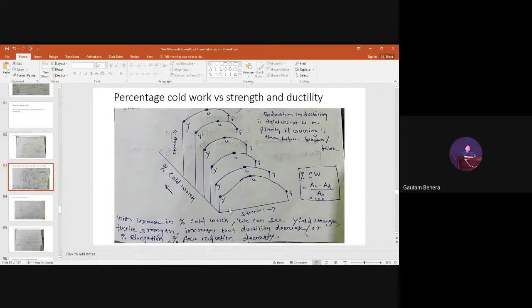And this is the last part I will discuss, and I will end this lecture over here. You can see the percentage cold work versus strength and ductility.